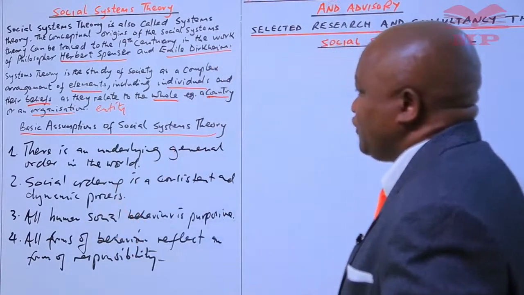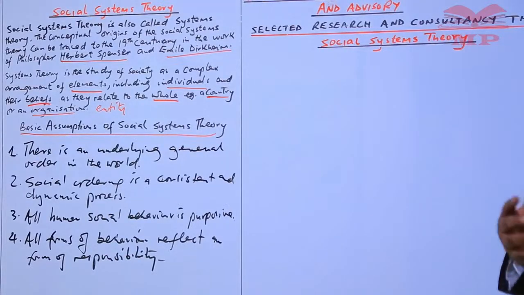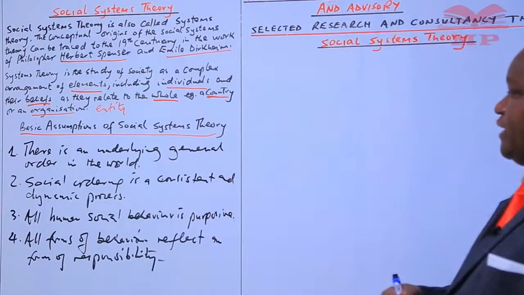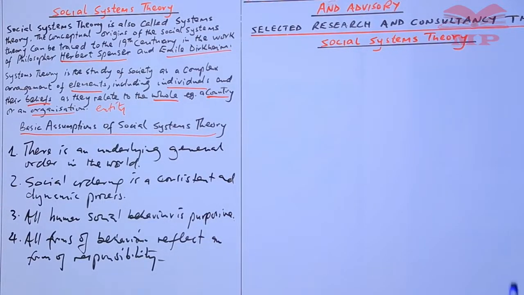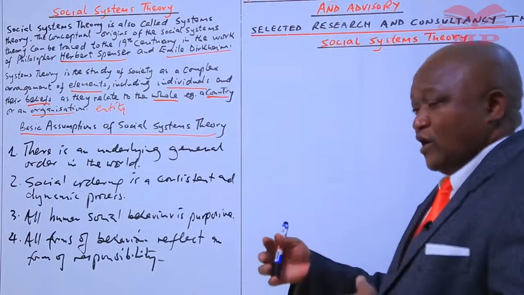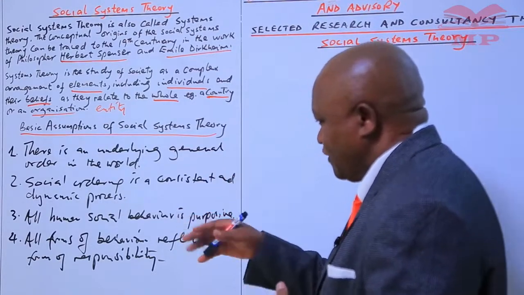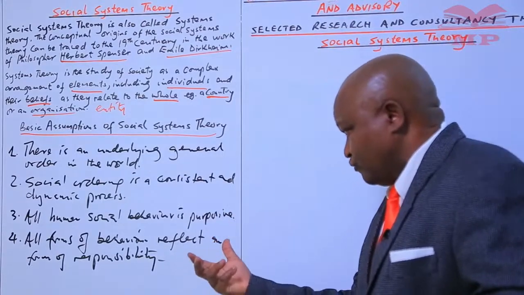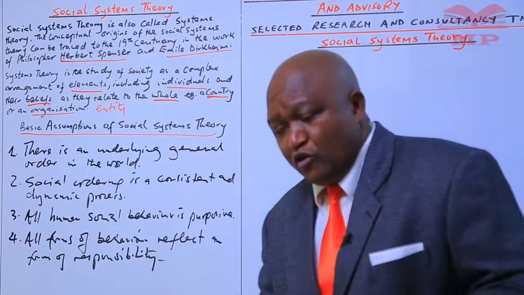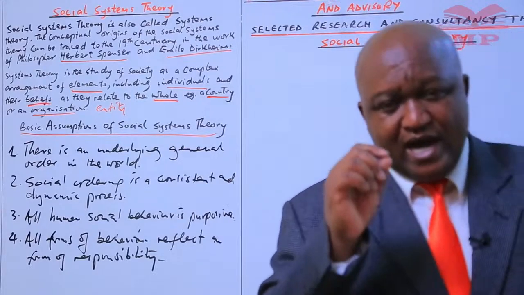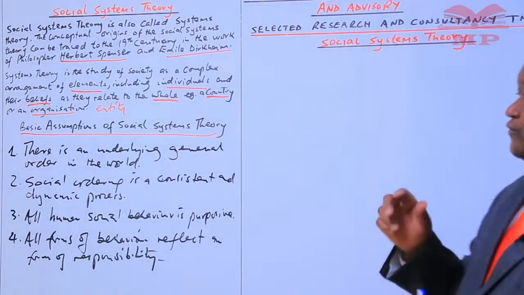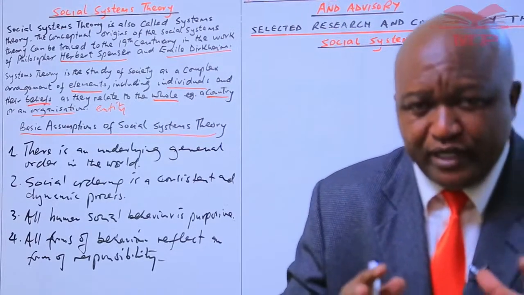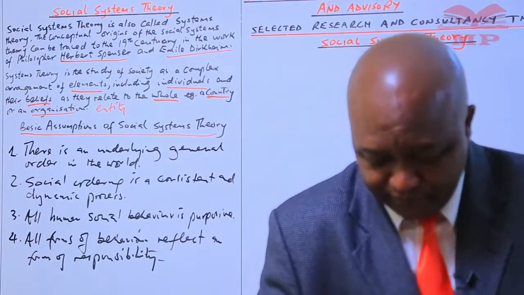The proponents of this theory argue that there is an underlying general order in the world. Two, social ordering is a consistent and dynamic process. They also assume that all human social behavior has a purpose, and that all forms of behavior reflect a form of responsibility or response. Then, when it comes to the social systems theory, there are certain components of the theory.